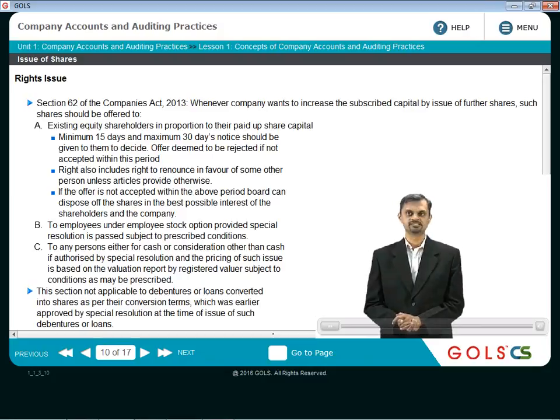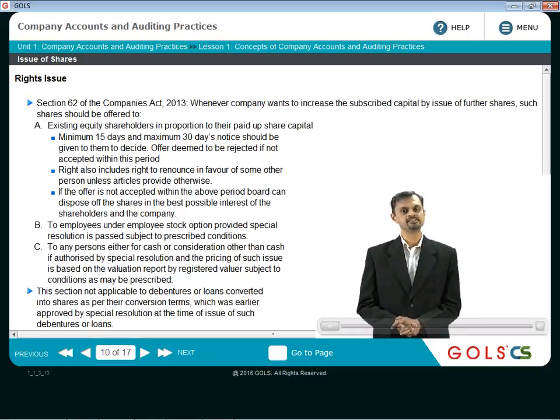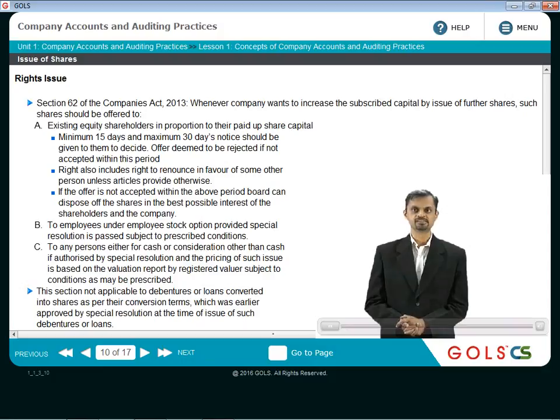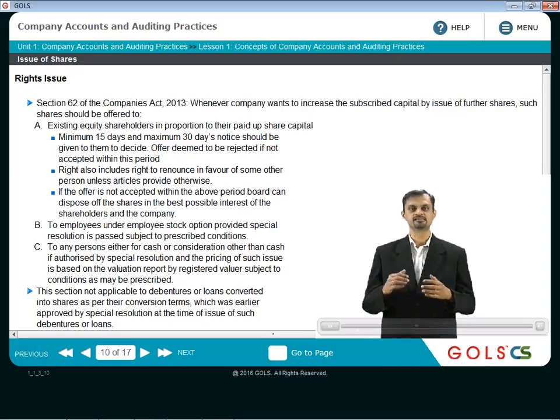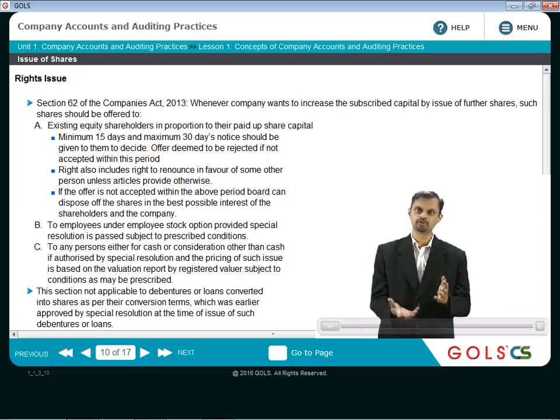Now coming to rights issue. Rights issue is explained in section 62 of the Companies Act, and it says whenever a company wants to increase the subscribed capital by issue of further shares, then such shares are to be offered to the existing shareholders. That is basically a rights issue. In short, it is a right given to the existing shareholders either to accept the further shares or not to accept them. That is why it is called a rights issue, because it is a right given to the existing shareholders.